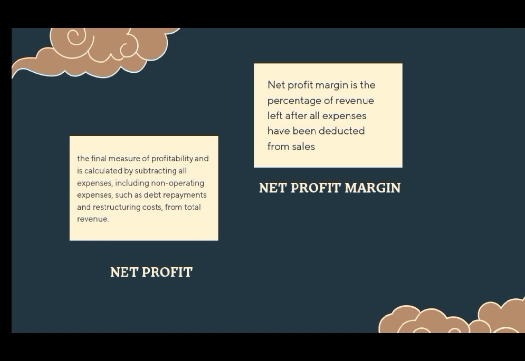Definitions: net profit is the final measure of profitability, and is calculated by subtracting all expenses, including non-operating expenses such as debt repayments and restructuring costs, from total revenue. Net profit margin is the percentage of revenue left after all expenses have been deducted from sales.